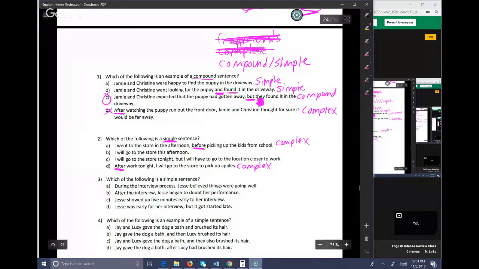Of what's left, I will go to the store this afternoon, does not have a conjunction at all, so that would make it simple. C, to verify that that is in fact the right answer, says but I. So that is a coordinate conjunction followed by a subject. A coordinate conjunction followed by a subject is compound.